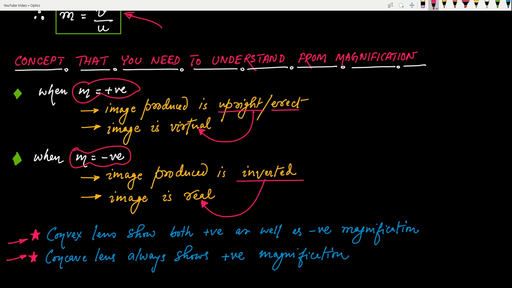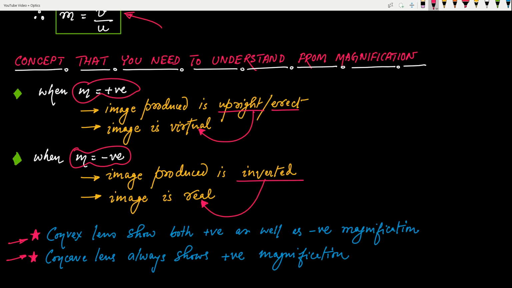For the concave lens, you need to remember that it always gives positive magnification. Positive magnification means the image produced is always virtual. For a concave lens, wherever the object is, it doesn't matter, it always produces a virtual image, and the image is always diminished. These are the things I've already explained. So these are the concepts that you need to understand when it comes to magnification for lenses.